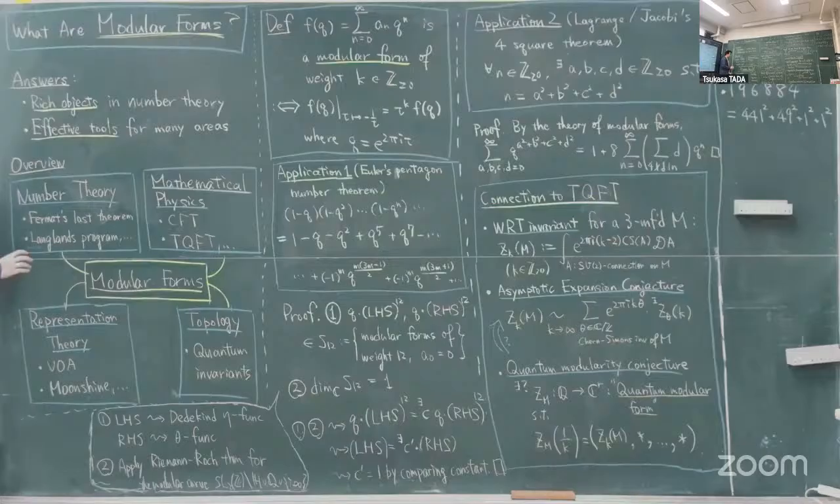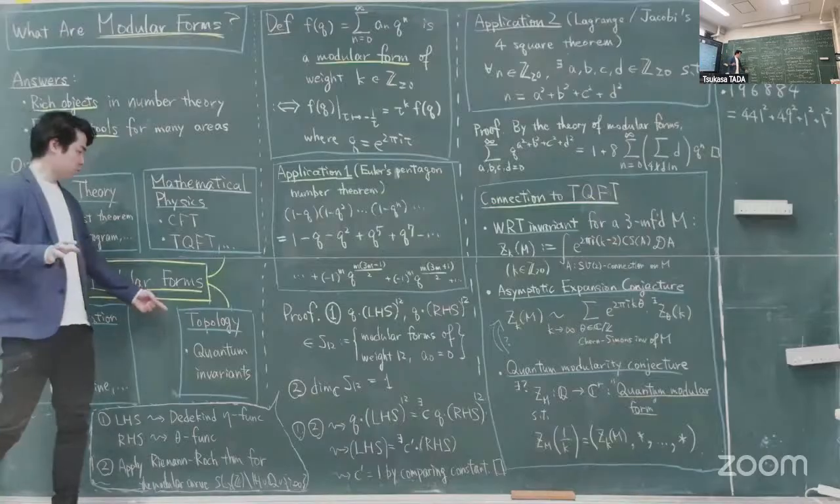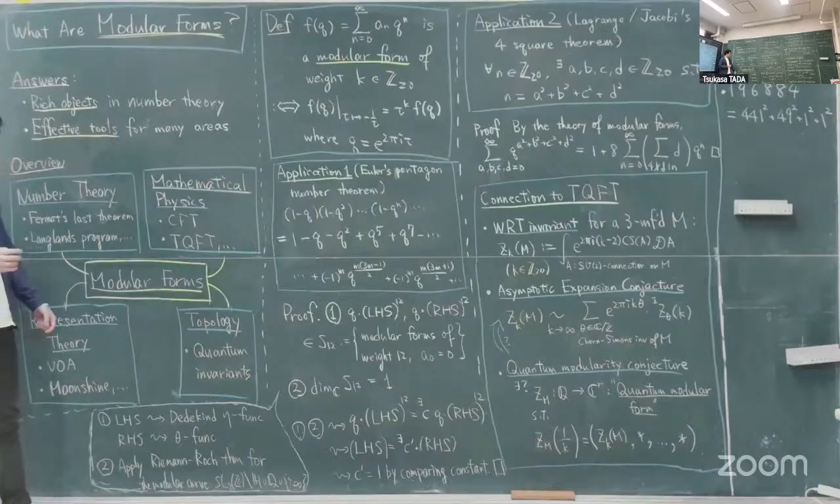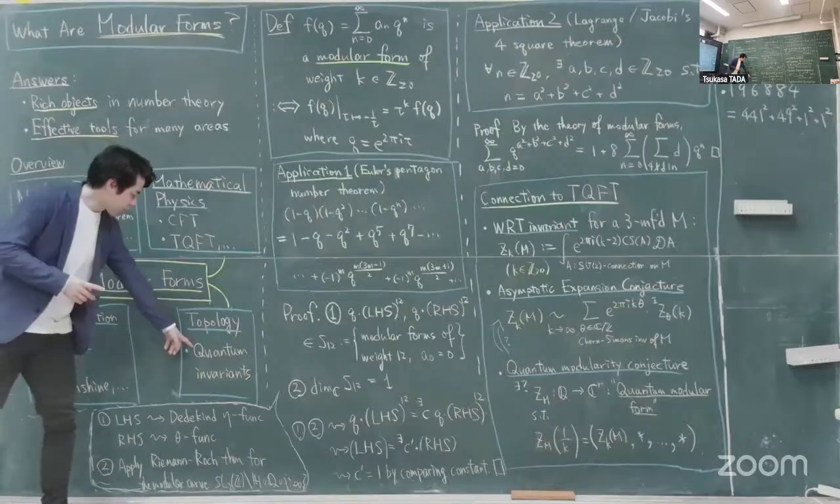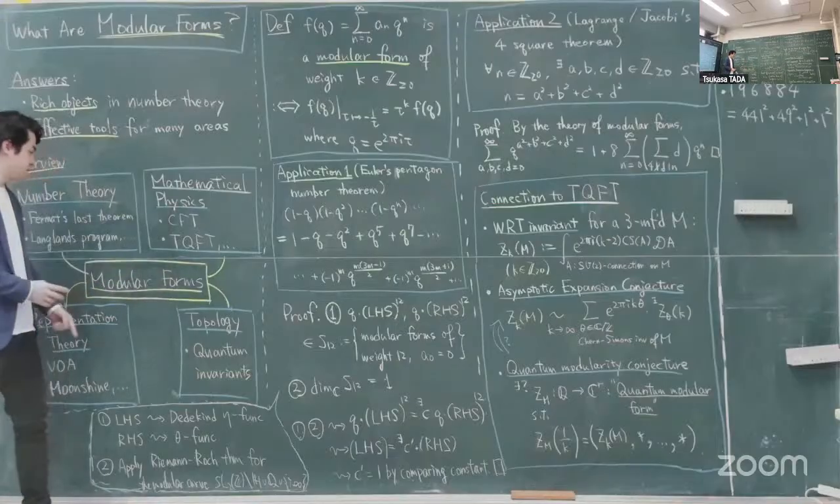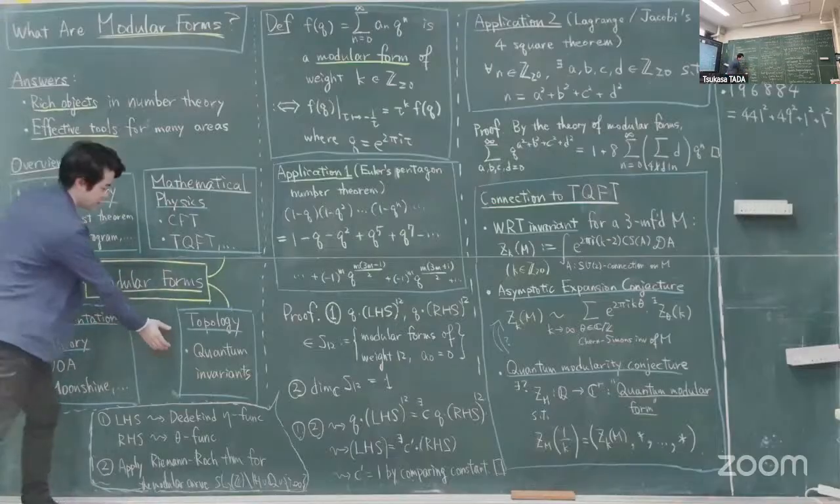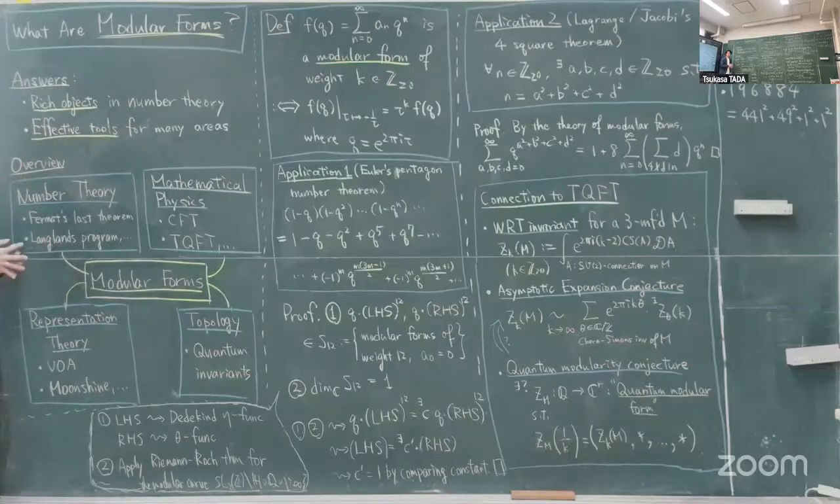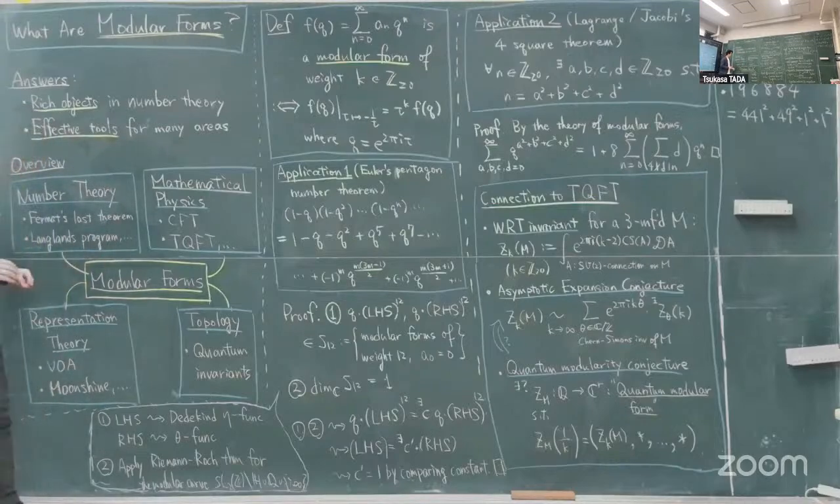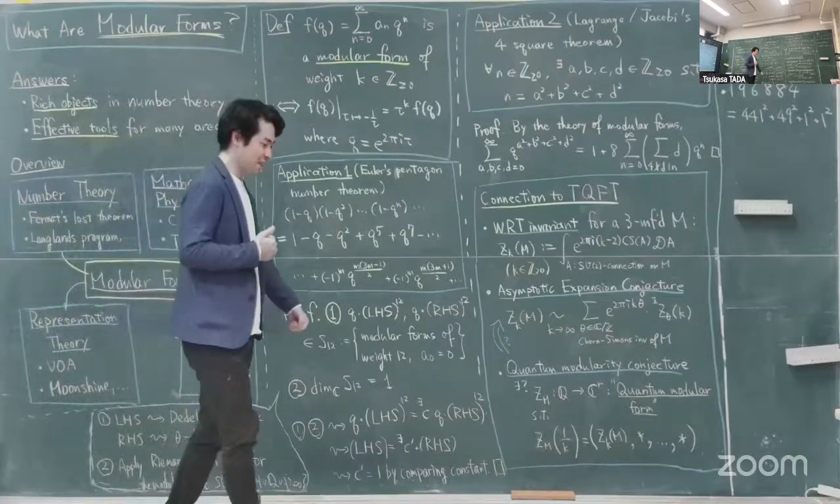And recently, modular forms also relate to topology. This is wonderful. In fact, quantum invariants, which are objects of topology and mathematical physics, are related to modular forms. So modular forms are around many areas. Modular forms are everywhere. That is the key point.